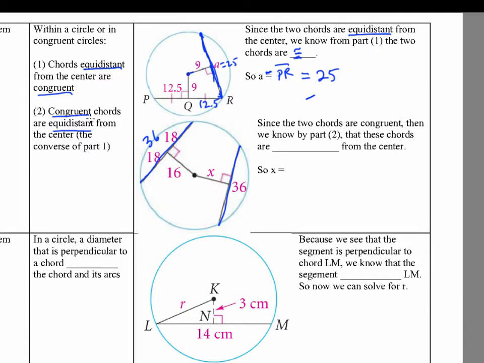So remember, it's the converse. The original says if they're equidistant from the center, then the chords are congruent. This one says if the chords are congruent, then they are equidistant from the center, equal distance from the center. So here's the center. If this is a distance of 16, forming 90 degrees here, then x must also be 16 because it is equidistant. Okay?